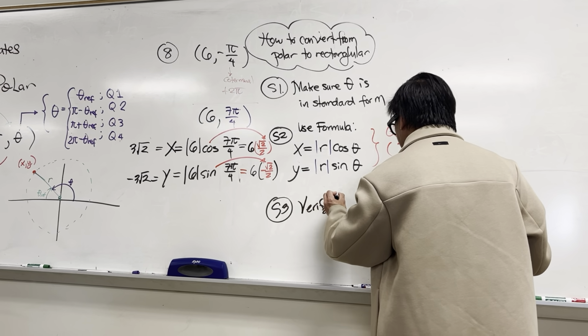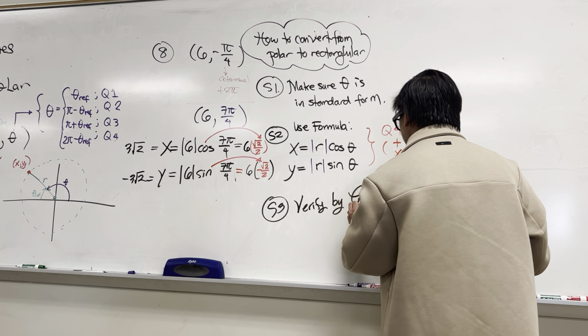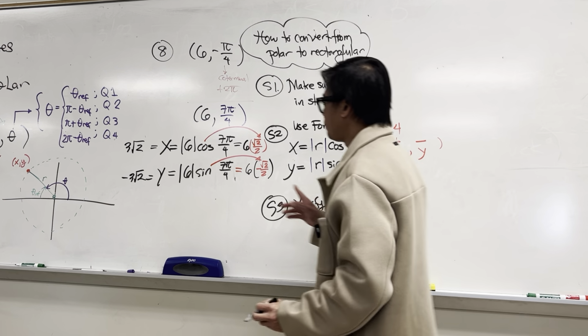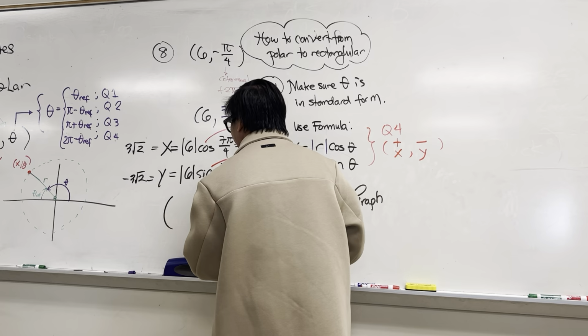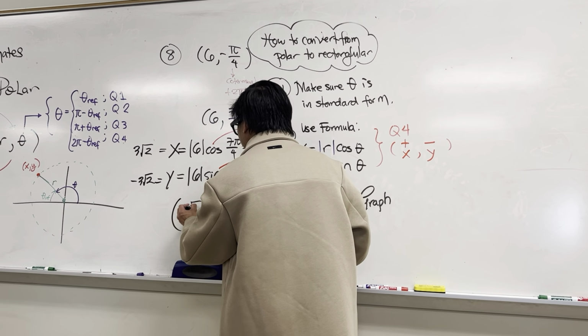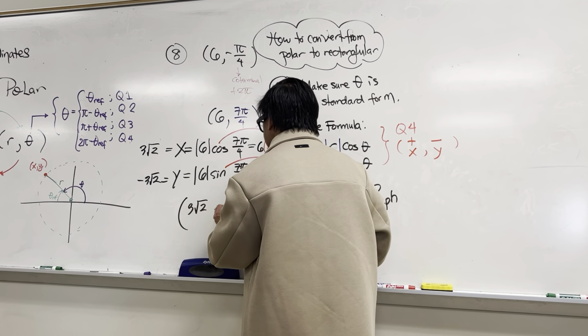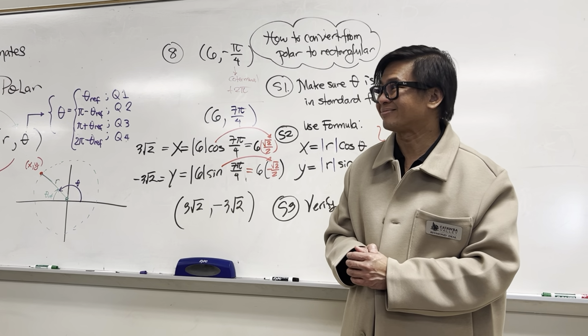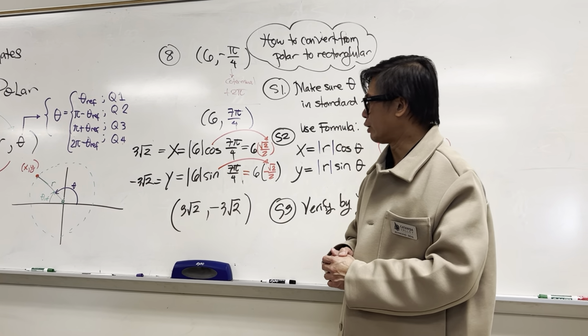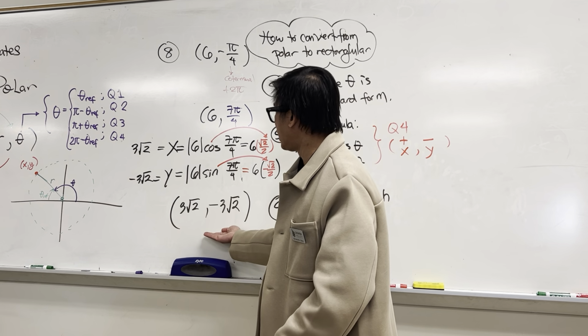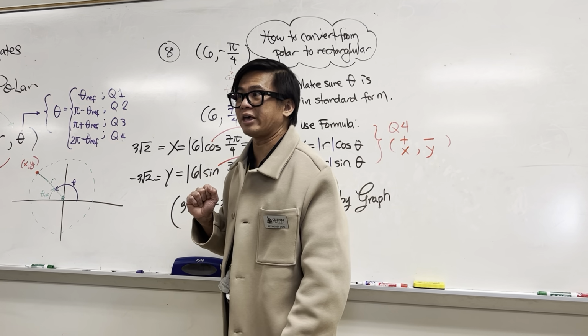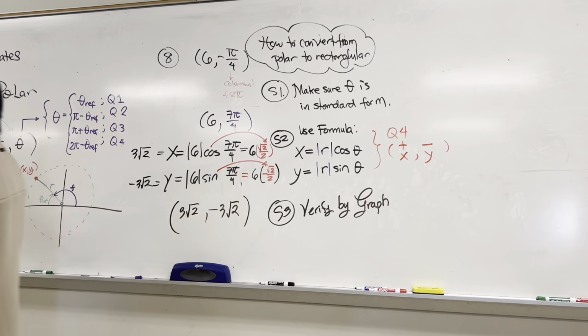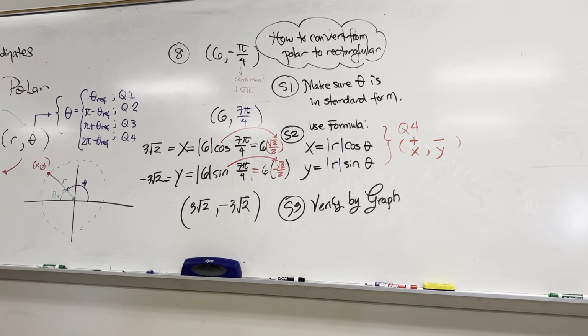Verify by graphing, okay? So what is the point in here? Your point will now be the following: 3 square root of 2, and the other one is negative 3 square root of 2. Now let's verify. Is this x, y the same as that r, theta? Let's consider that one and graph it in here.